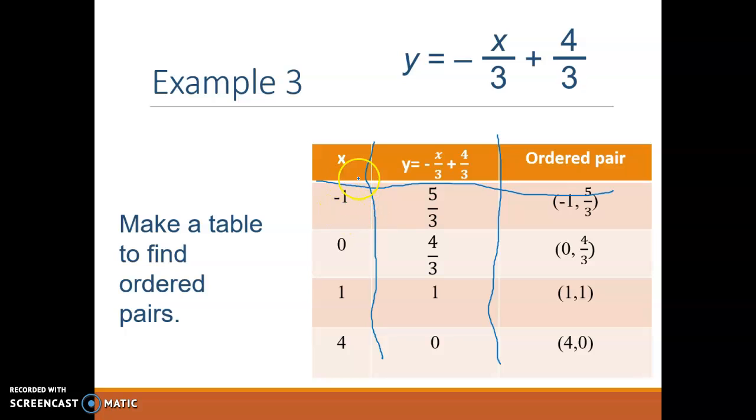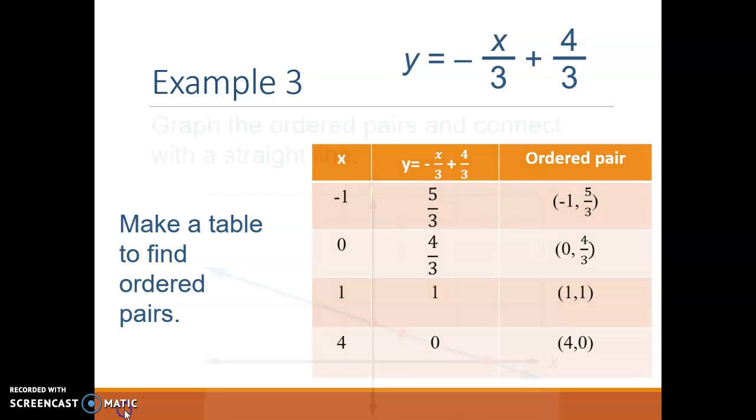So when we choose a -1, for example, and plug that in, we get that y is equal to 5/3, resulting in this ordered pair. When we plug in 0, we get 4/3, resulting in this ordered pair. When we plug in 1, we get 1, which results in this ordered pair. And when we plug in 4, we get 0, resulting in this ordered pair.